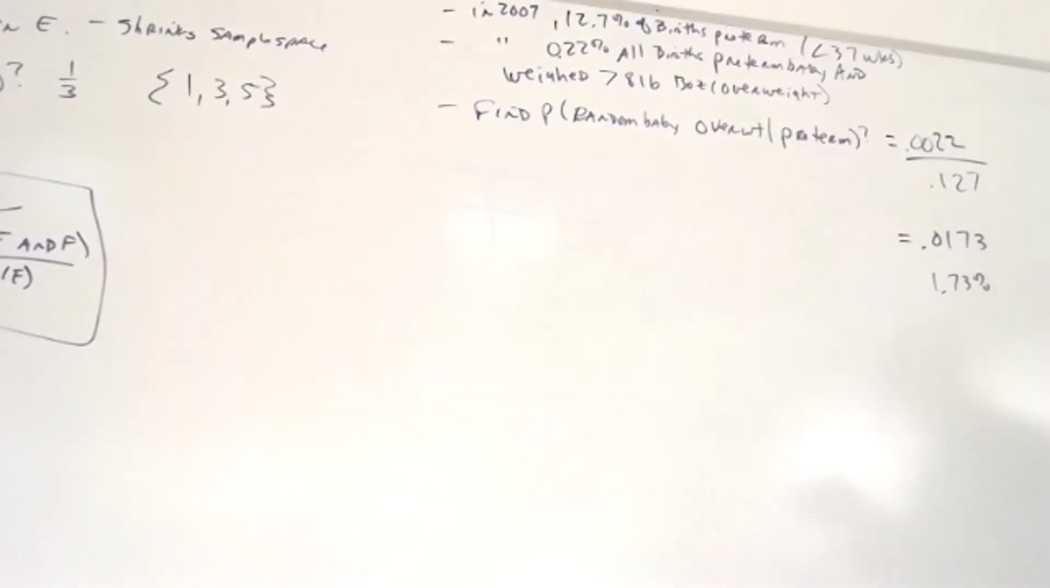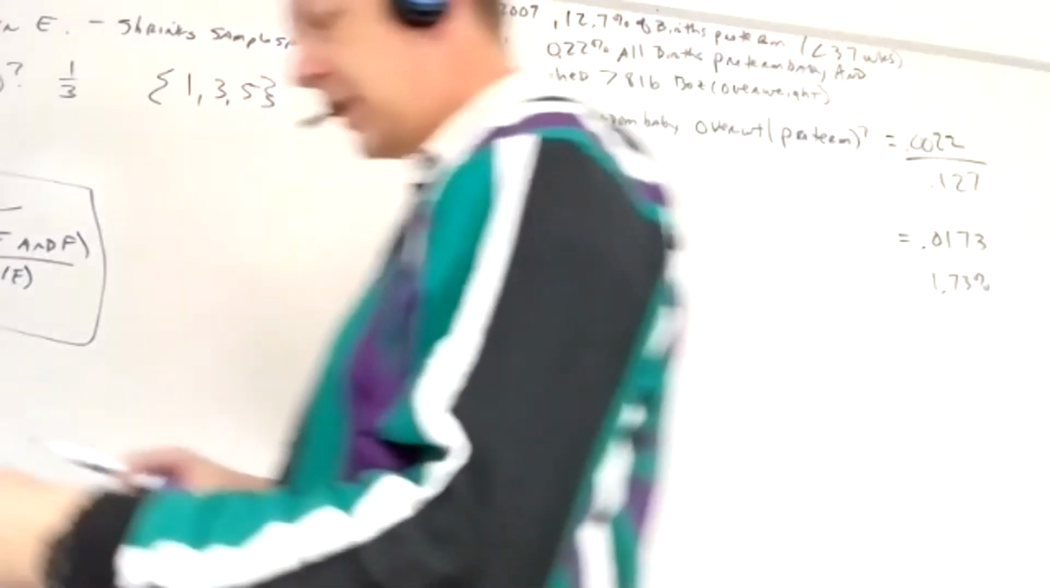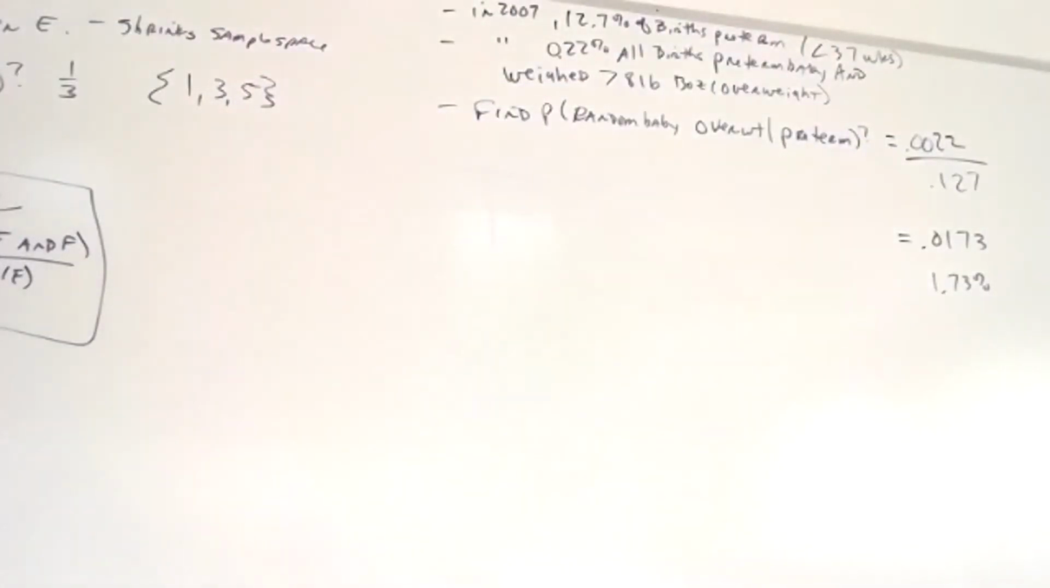All right. Now, what if I solved this? If I did just a little bit of algebra, I could multiply both sides by the probability of E. When I do that, that becomes the general multiplication rule, which says that the probability of E times the probability of F given E equals the probability of E and F. Okay?